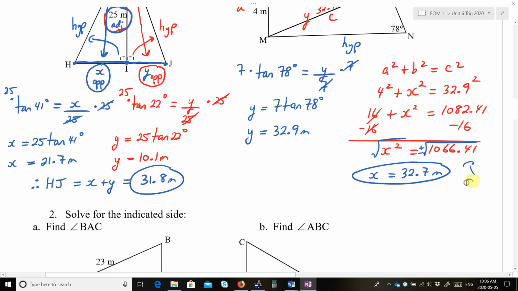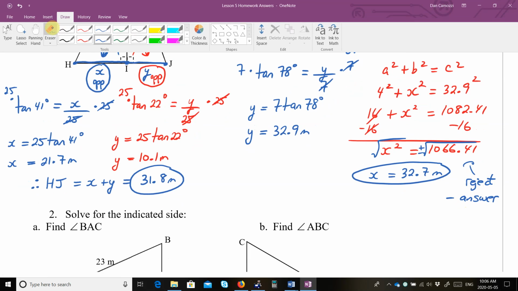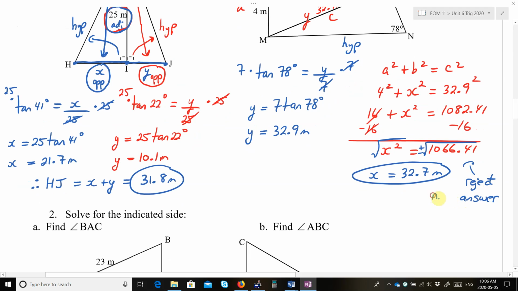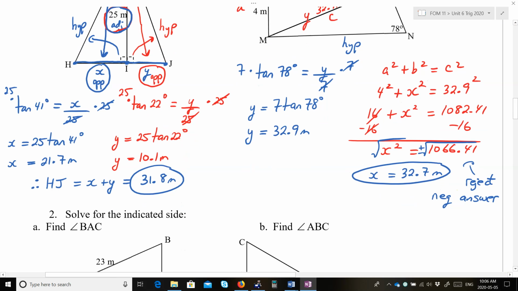And we will just say reject negative answer. Reject the negative answer because we are finding the length of a side. Mathematically, if we were to square that negative answer, we would get a positive, but it's okay. That was 1F, and we get 32.7 in the answer key. Good.